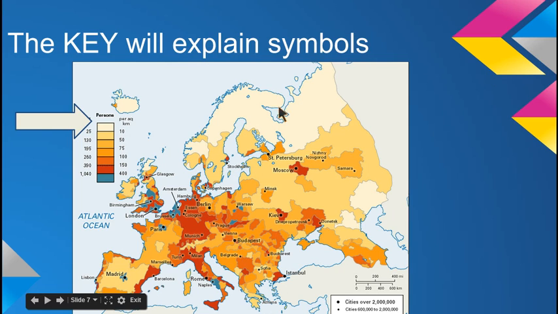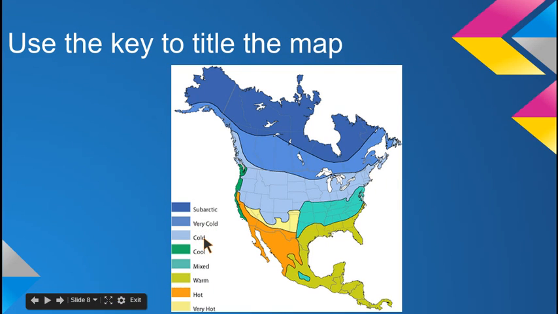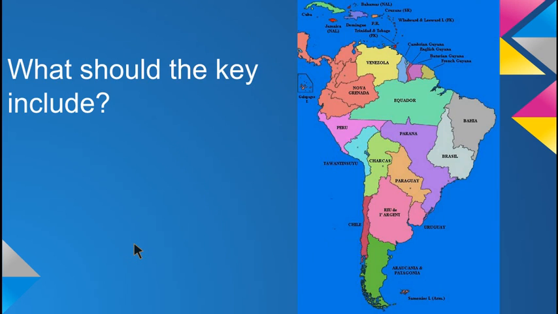The key will explain the symbols: the lighter colors, less population. My guess is the cold weather up here in the north. And then the darker colors, the heavier population. Use the key to title the map. Again, not labeled as a key, but still gives you your information. What should the key include?